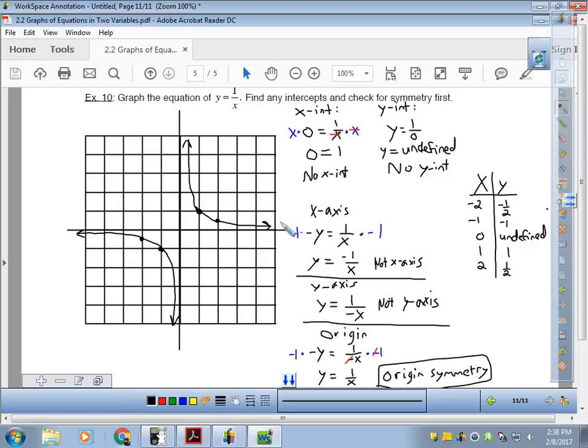We'll learn a little bit more about rational functions in a later section. You can also learn more about them in future math classes. But for now, this is what we're doing with them, is just plotting some points on them and drawing our graphs. So that is it for section 2.2, graphs of equations.